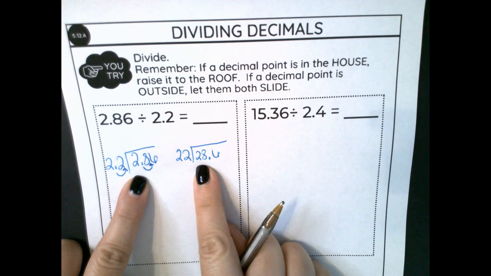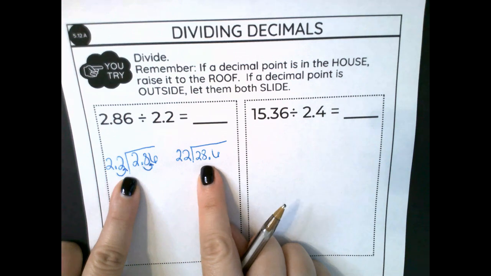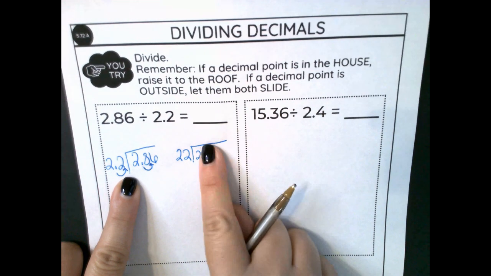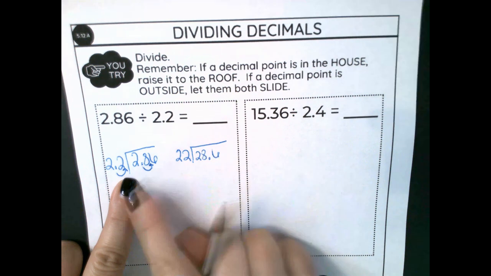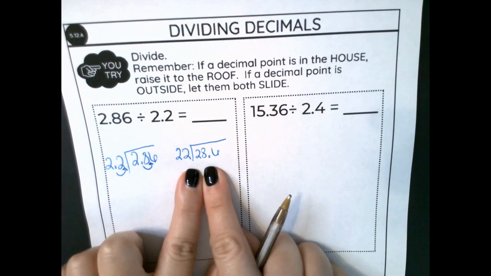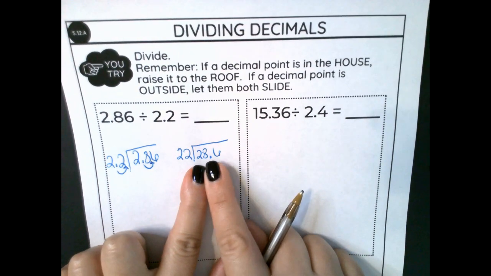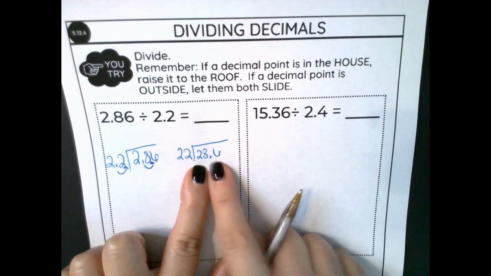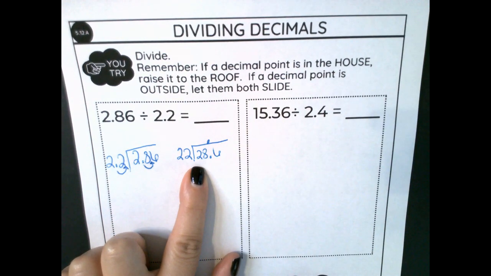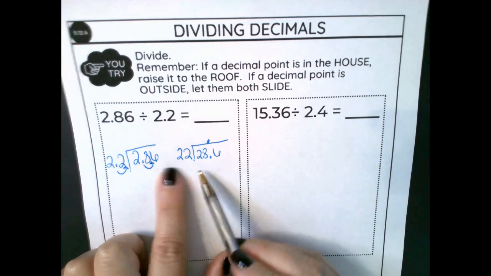So now we have a new expression that is going to have the same quotient as this one, because we multiplied the divisor and the dividend by the same power of 10. Now we have a decimal point still in the house, so we're going to raise it to the roof. And then we are ready to solve.